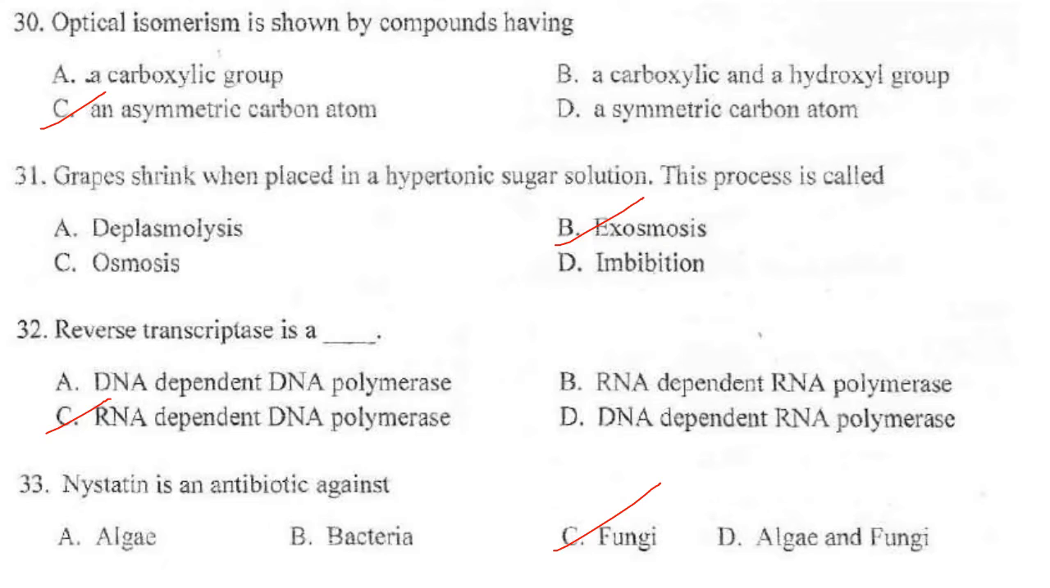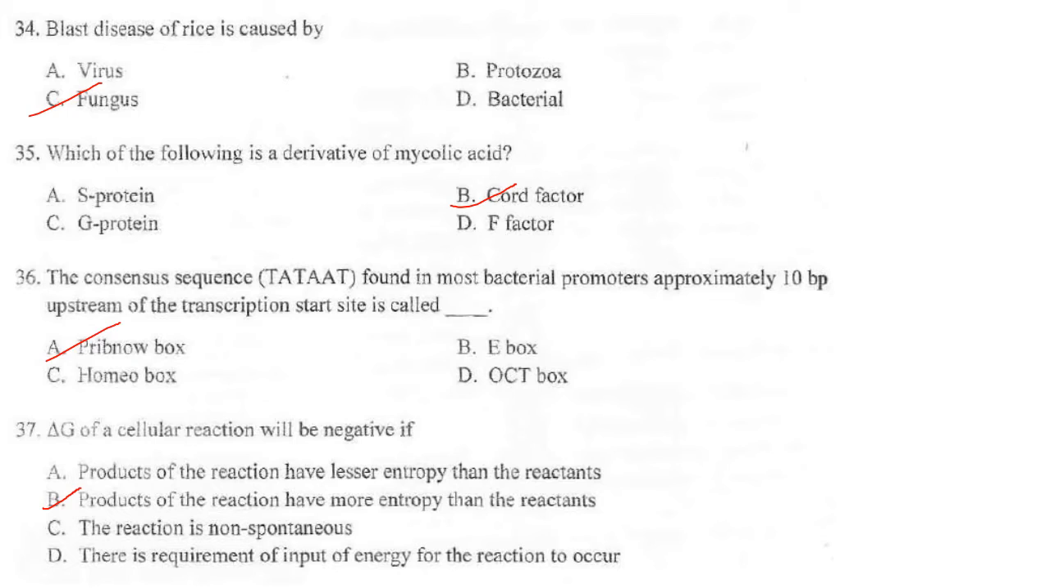Next one. Optical isomerism is shown by compounds having an asymmetric carbon atom. Answer is option C. Then grapes shrink when placed in hypertonic sugar solution. The process is called exosmosis. Answer is B. Reverse transcriptase is, this is also a repeated question, RNA dependent DNA polymerase. Then nystatin is an antibiotic against fungi. Answer is option C. Then blast disease of rice is caused by a fungus. Answer is option C. Which of the following is a derivative of mycolic acid? It is cord factor, because it is also a repeated question.